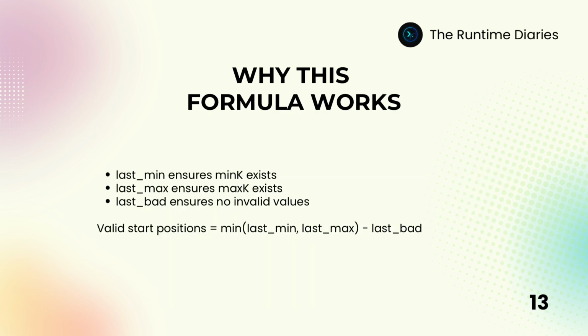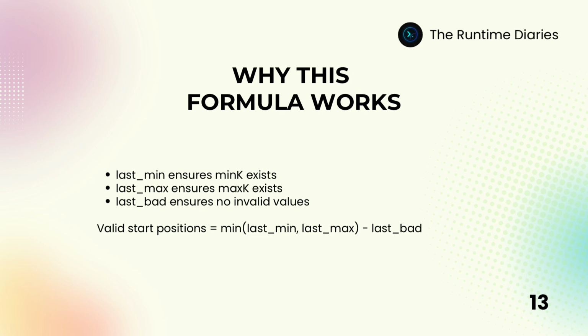Let me explain why this formula makes sense. Think of the three pointers as guardrails that define what's possible. last_min ensures the subarray contains minK. If we haven't seen minK yet, we can't form a valid subarray. last_max ensures the subarray contains maxK. Same logic. last_bad ensures the subarray doesn't include any invalid values. Any subarray that includes a number outside the range minK to maxK is disqualified.